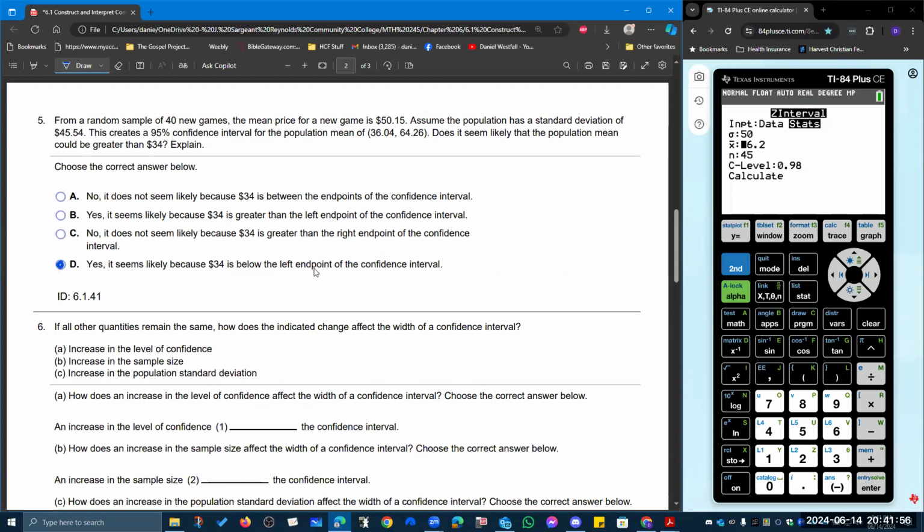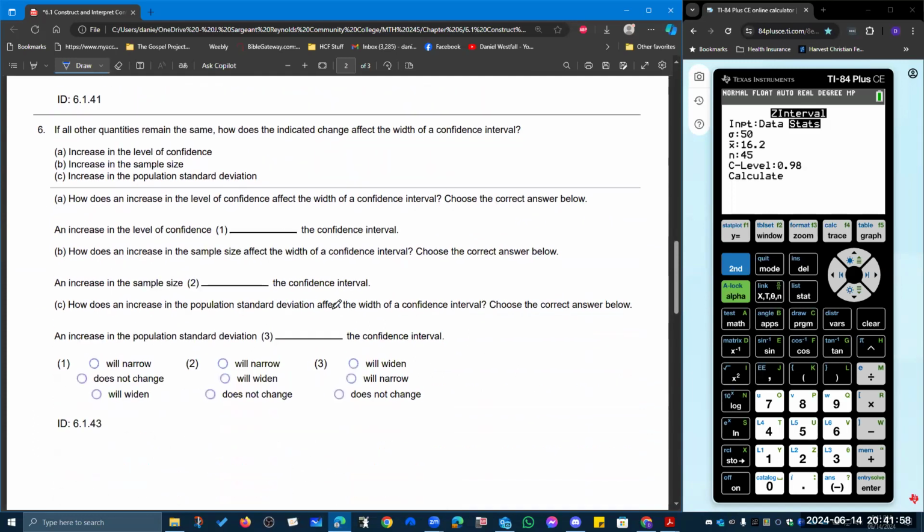So there we go. If all other quantities remain the same, how does the indicated change affect the width of the confidence interval? I already showed you that formula before that has to do with the margin of error. That's z sub c sigma over the square root of n. So these two things, if they get bigger, will make the error bigger, will make the confidence interval wider. As n gets bigger, it makes the denominator bigger, which makes the error smaller, which makes the confidence interval narrower.